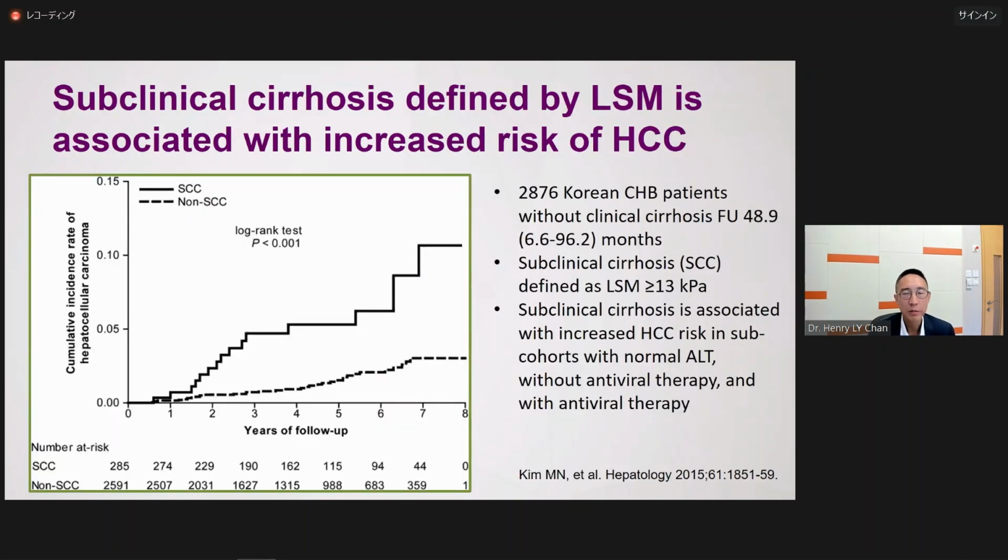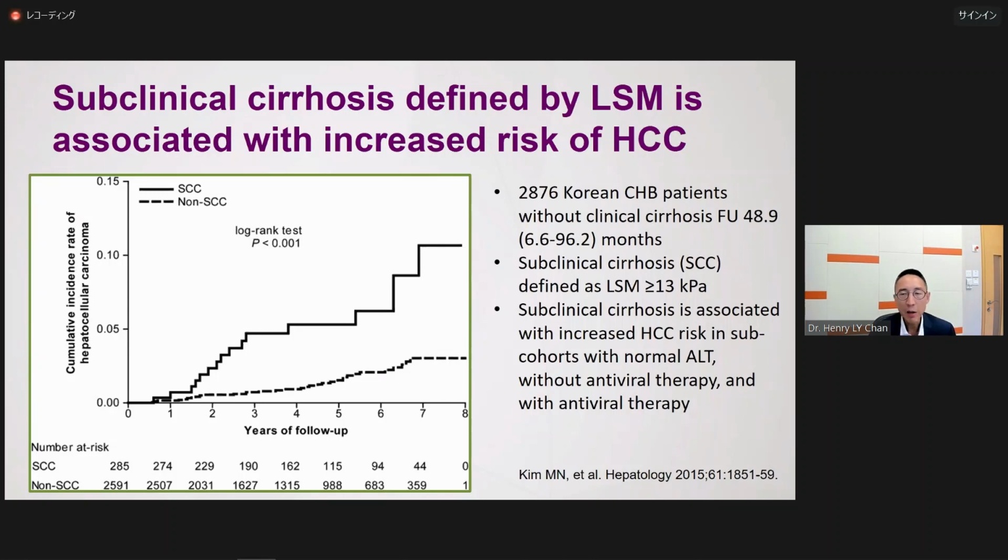The more important group of patients are actually those patients without clinical evidence of cirrhosis, but high liver stiffness measurement. So in another Korean study, they tried to define this group as subclinical cirrhosis. They defined subclinical cirrhosis as a liver stiffness measurement of over 13, but no clinical evidence of cirrhosis, i.e. they have no hypersplenism, no thrombocytopenia, and on ultrasonography, these patients did not have clear cirrhotic evidence.